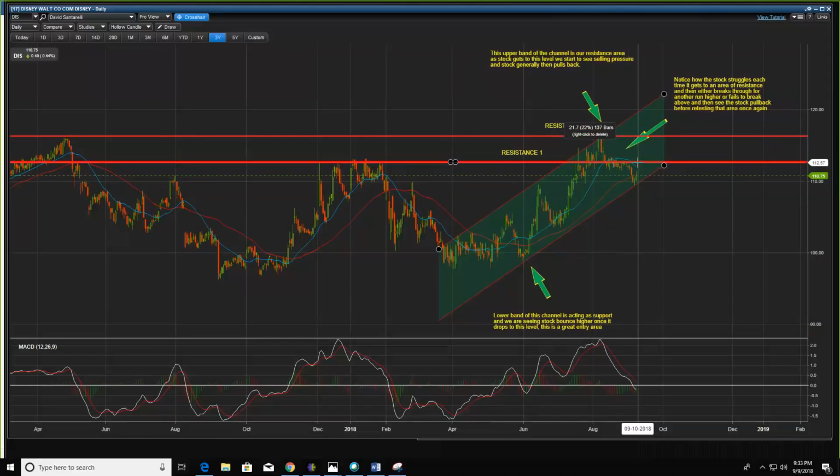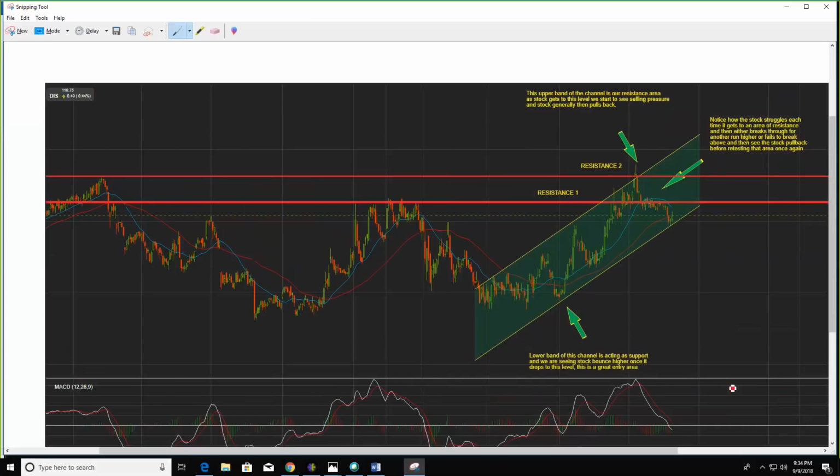If it struggles at that area, then that's a sign of weakness, and possibly take our profits and move on. But if you see it struggling and then breaking through, that's a sign of strength and a sign that she's going to go back up to that next resistance number 2 area at 116.50, and then possibly even hit this upper band. So what are we looking for with this trade? Well, let's take a look.